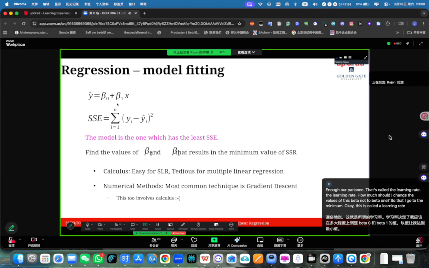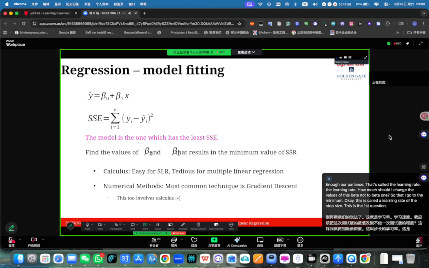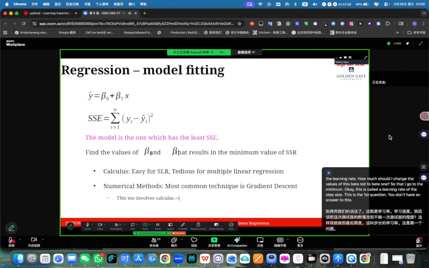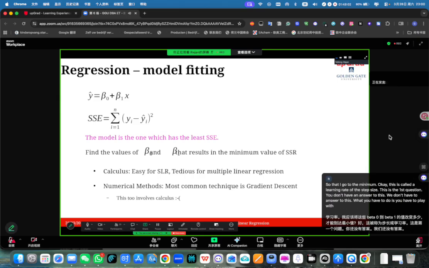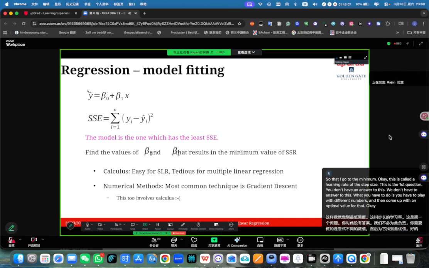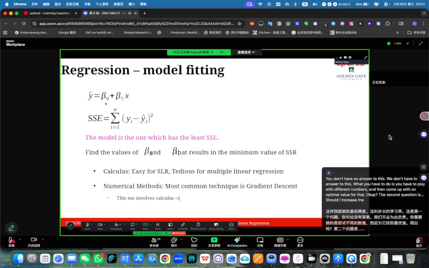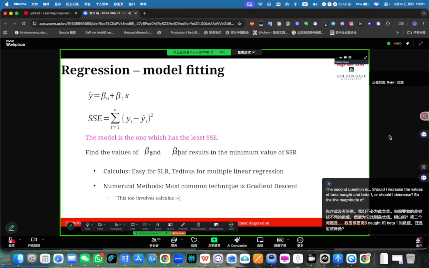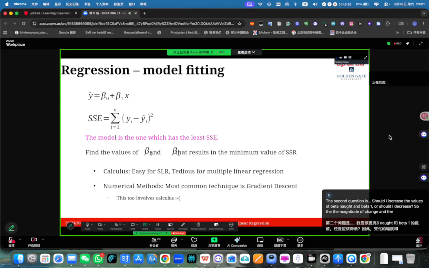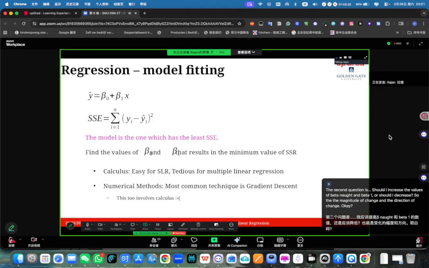This is the first question. We don't have a true answer to this. What you have to do is play with different numbers and come up with an optimal value. The second question is, should I increase the values of beta naught and beta 1, or should I decrease them? So the magnitude of change and the direction of change. These are two important questions.